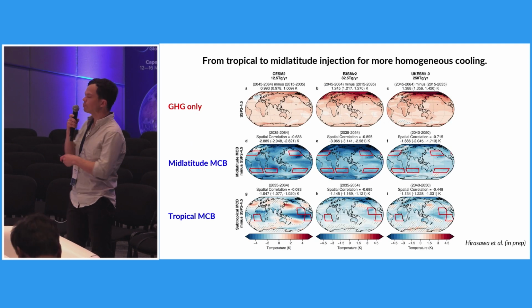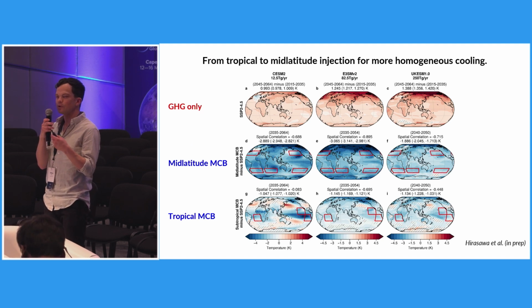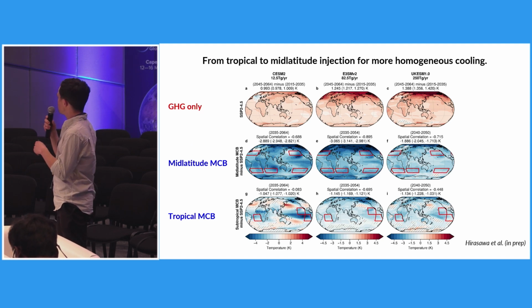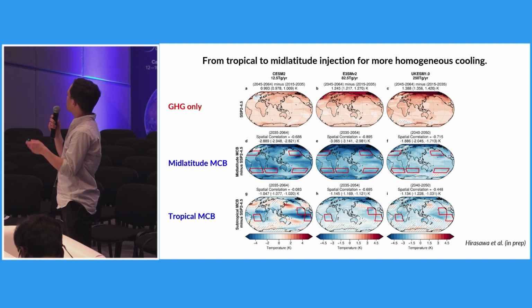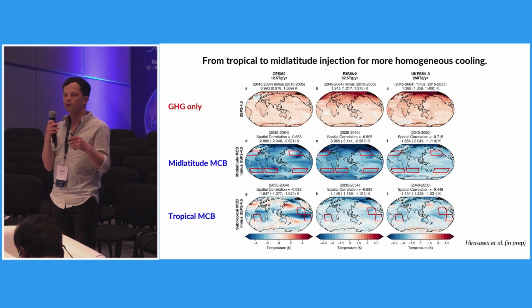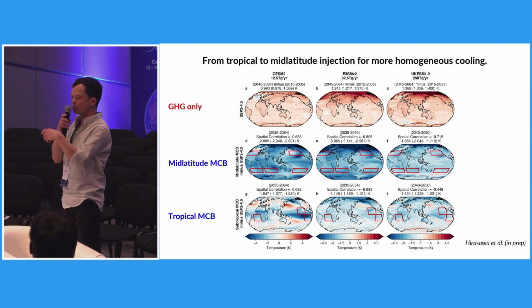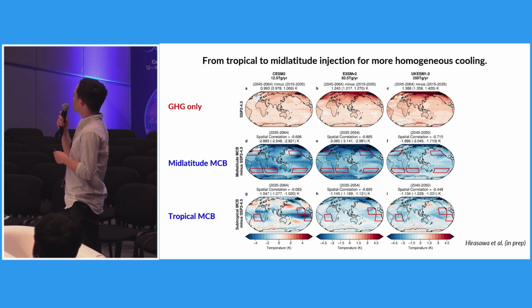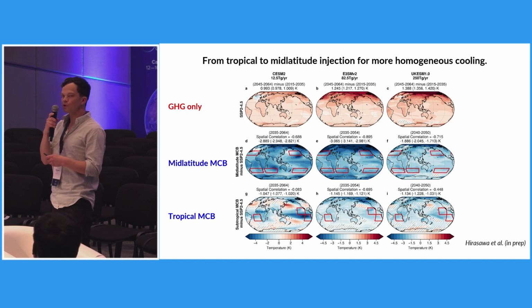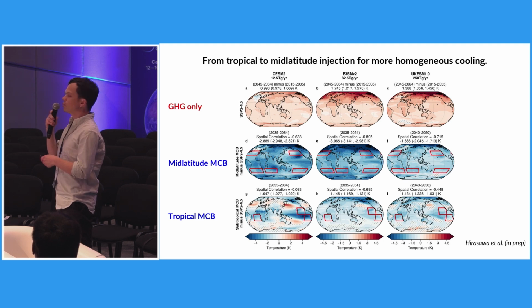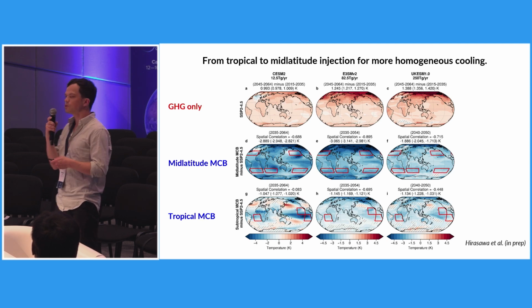And in preliminary work by Haruki, we looked at the impact of doing MCB in various areas. So the different columns are different models. And then the top row just shows how each model responds to an increase in greenhouse gases. The bottom row shows how each model responds to MCB in the tropics. And so we're basically seeding the clouds in each of these red boxes. And you can see that the cooling for tropical MCB is not very homogeneous, and even get warming in some areas. Then the middle row is the temperature response of doing MCB in the mid-latitudes, and you see that the temperature response is much more homogeneous.